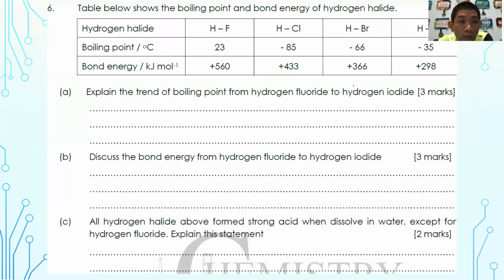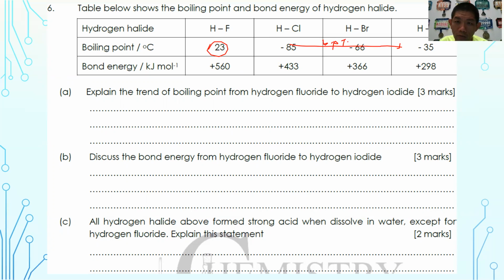Immediately we go to essay question number 6. The table below shows the boiling point and bond energy of the hydrogen halides. Number 1, explain the trend of boiling point from hydrogen chloride to hydrogen fluoride. You can see that hydrogen fluoride is exceptionally high, and from HCl, HBr to HI, the boiling point eventually increases.